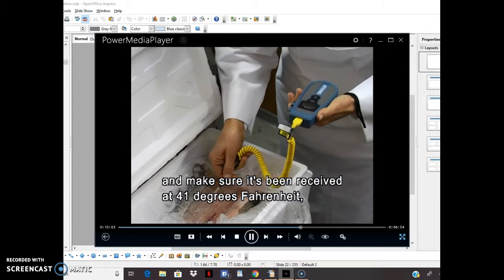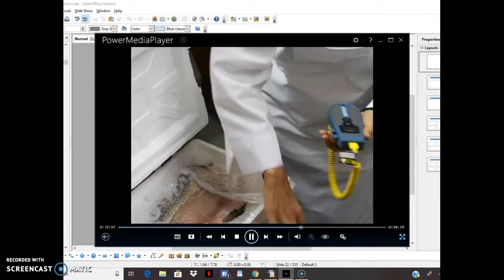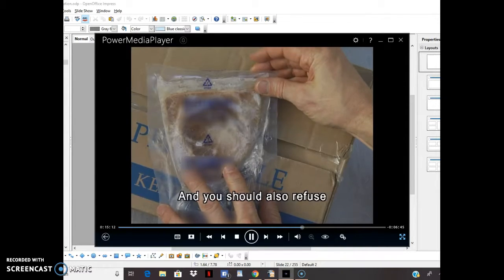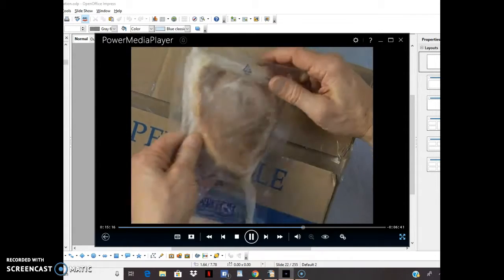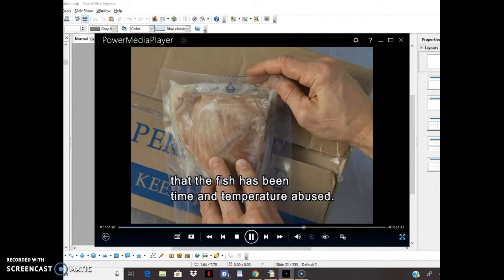But you should take the additional precaution of checking the temperature of fish upon delivery and make sure it's been received at 41 degrees Fahrenheit, 5 Celsius, or lower. If the temperature is higher than that, you should refuse the delivery. And you should also refuse product that's been thawed and refrozen. This is a sure sign that the fish has been time and temperature abused.